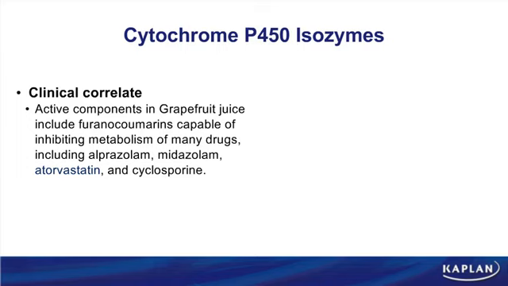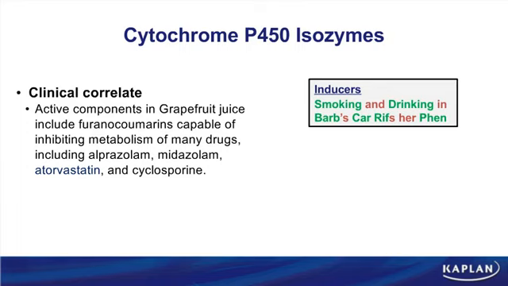First, for the inducers. If you come up with a phrase, and the phrase for me starts with smoking and drinking, sounds like we're having a good time, doesn't it? Smoking and drinking, because cigarette smoke has hydrocarbons, which are P450 inducers. Drinking, because chronic ethanol is a P450 inducer. Now, where are we going to do our smoking and drinking? That's right, in Barb's car.